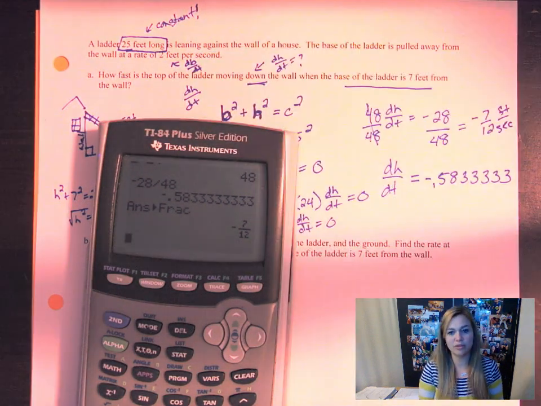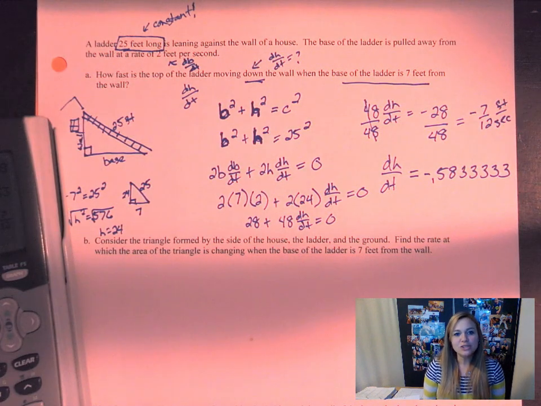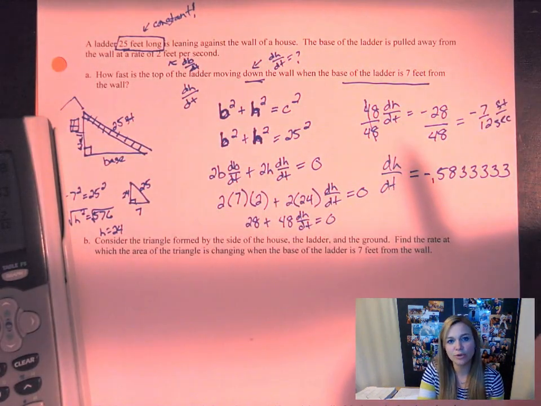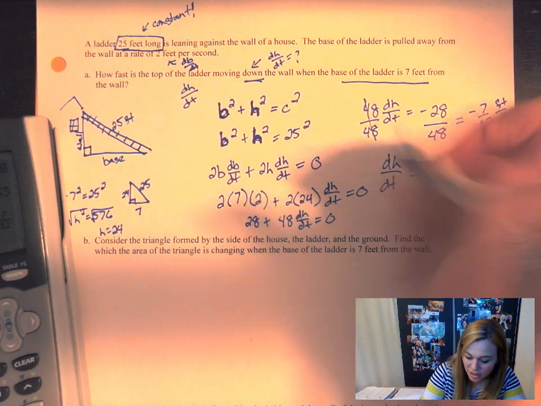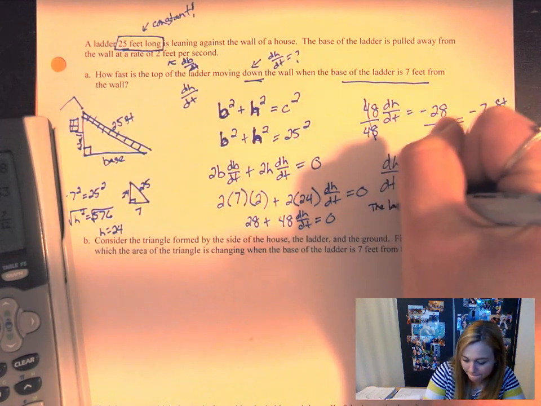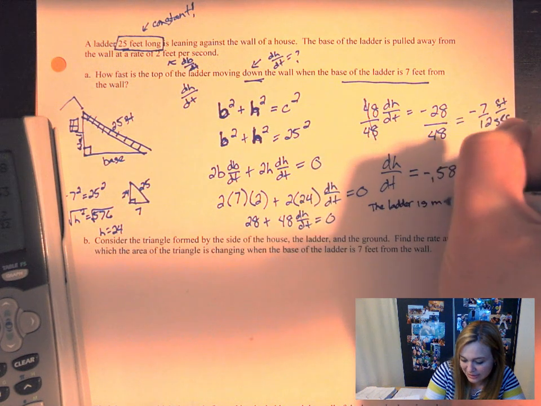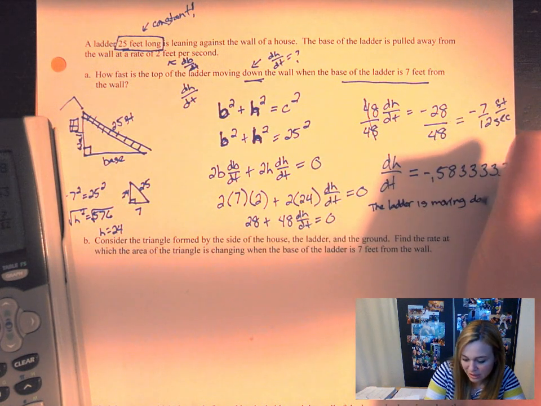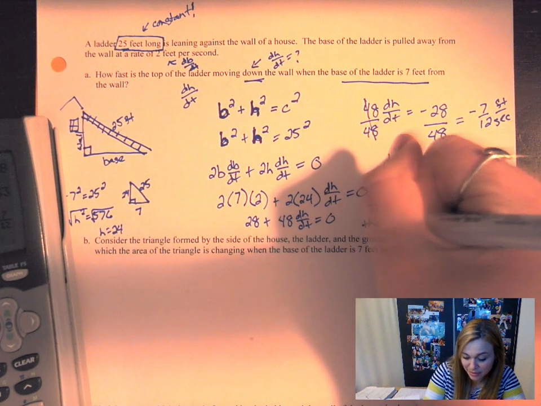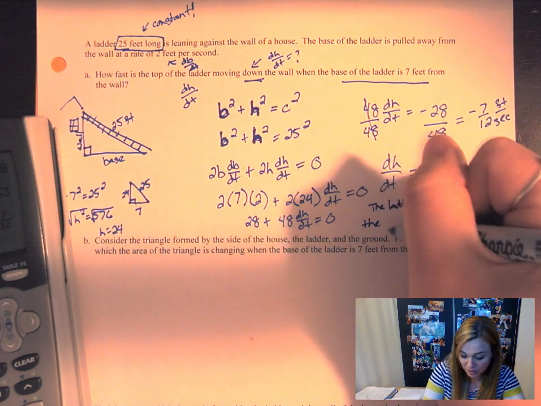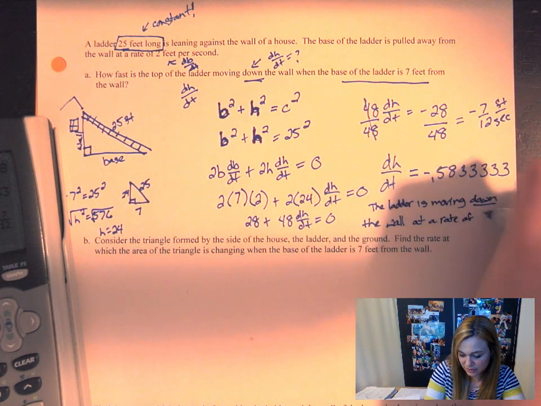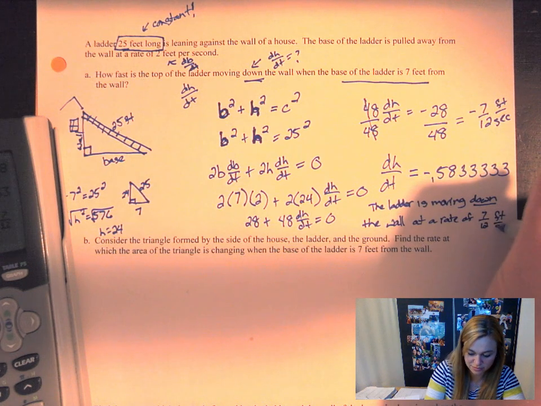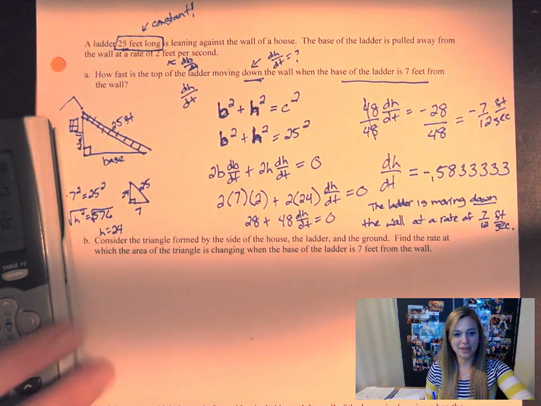Yeah, feet per second. We're talking about the wall. But this question says, how fast is the top of the ladder moving down the wall? It is not moving down the wall at a rate of negative 7 over 12 feet per second. So you have to be careful with the language. I'm going to say the ladder is moving down the wall. And here's where I'm going to change it to positive. I'm going to keep my answer dh/dt as negative. That's okay. But I'm going to do one qualifying statement: at a rate of 7 over 12 feet per second. Ta-da! We did it. Okay, next one.